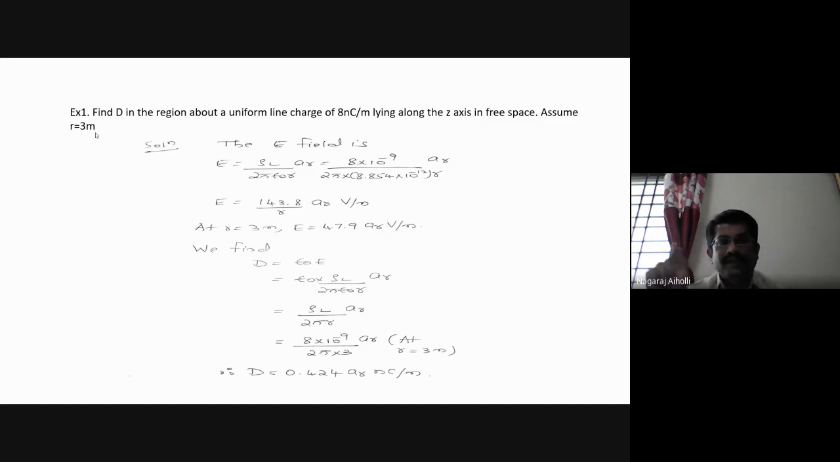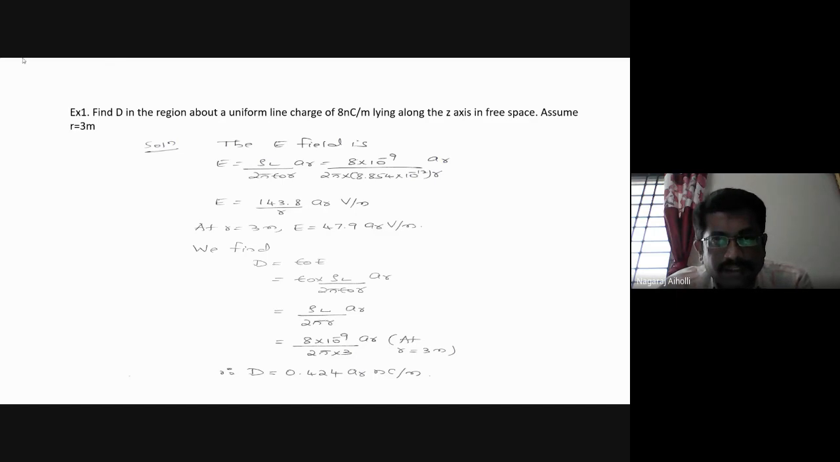If they are giving only the distance, then we have to find it in terms of AR. AR is the R vector divided by its magnitude. The distance vector divided by its magnitude gives the unit vector AR, correct? But the coordinates of the point where we are finding the electric flux density are not given. Hence, we are finding the answer in terms of the unit vector AR only.